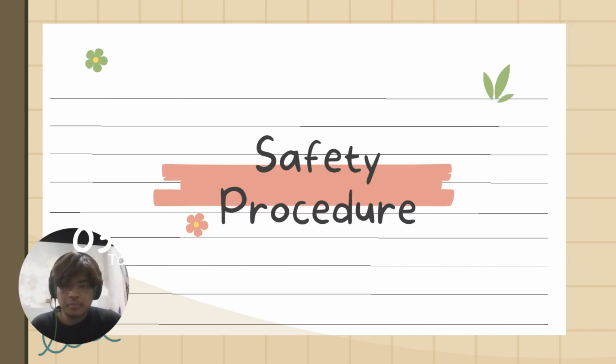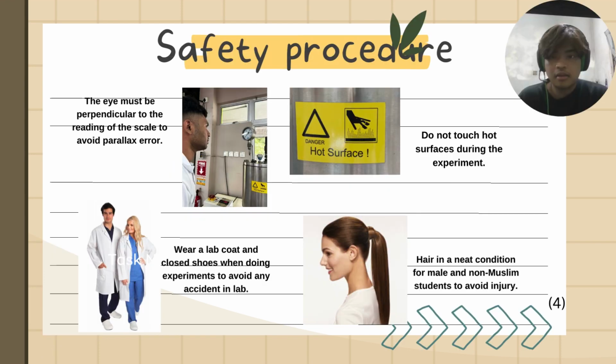Next, I will present the safety procedure. First, the eye must be perpendicular to the reading of the scale to avoid parallax error. Second, do not touch hot surfaces during the experiment. Third, wear a lab coat and closed shoes when doing any experiments to avoid accidents in the lab. And finally, keep hair neat for male and non-Muslim students to avoid injury.